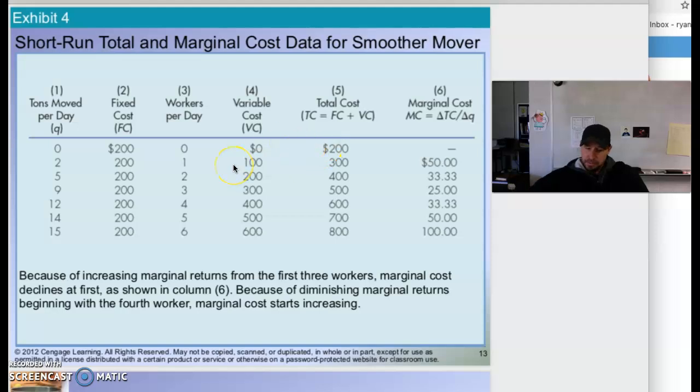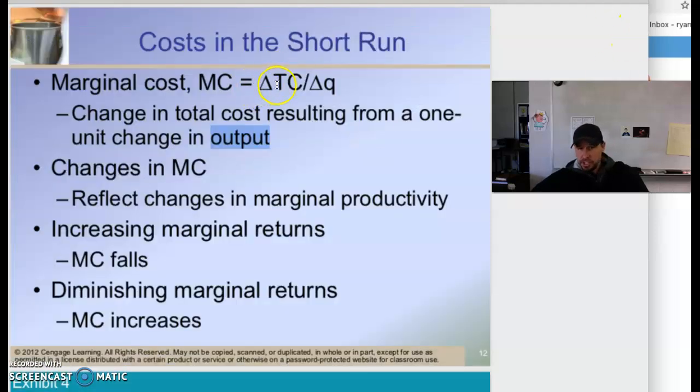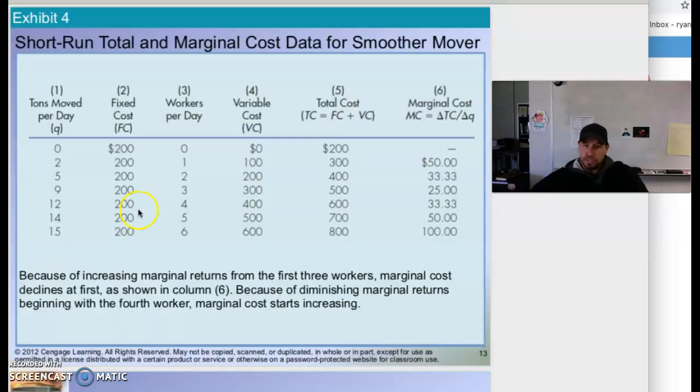So how we do that, if you remember, is change in total cost divided by the change in output. So you can see over here, we went from 200 to 300. So our variable costs were 100. It cost us $100 to employ this one worker for the day.